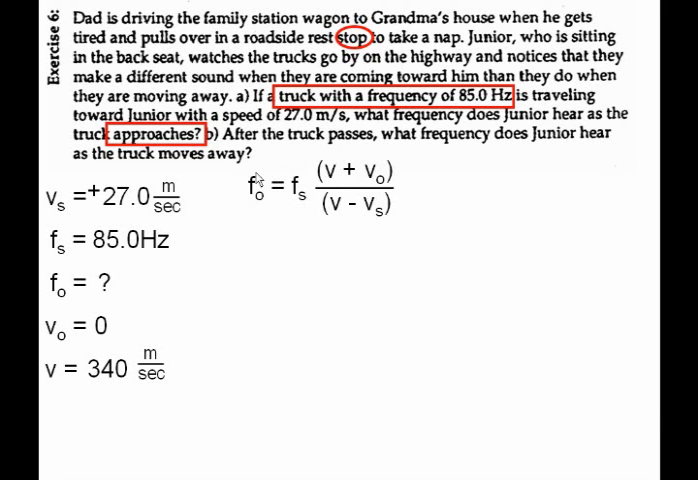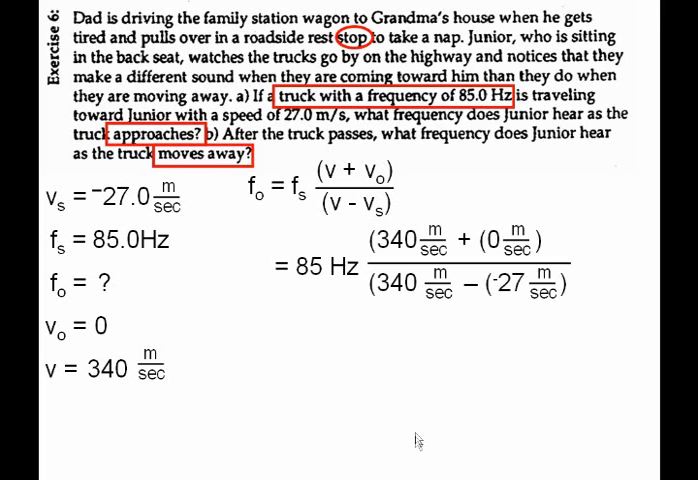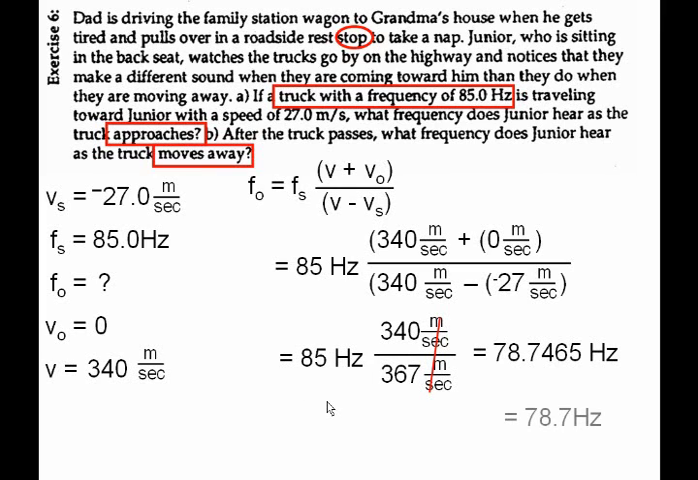For part B, the only difference here is that the truck is moving away this time. So we're going to change this positive speed to a negative speed. When you're going towards something, you have a positive speed. When you're going away, you have a negative speed. Everything else in the formula stays the same. Notice in the bottom, this time we're subtracting a negative number, so we're actually adding these two numbers in the denominator to get a larger number. This makes the ratio less than 100%, so we're going to have less than 85 hertz for our final answer. And this should make sense. If you're moving away, we should have a lower sound. If it's moving towards, we should have a higher sound.